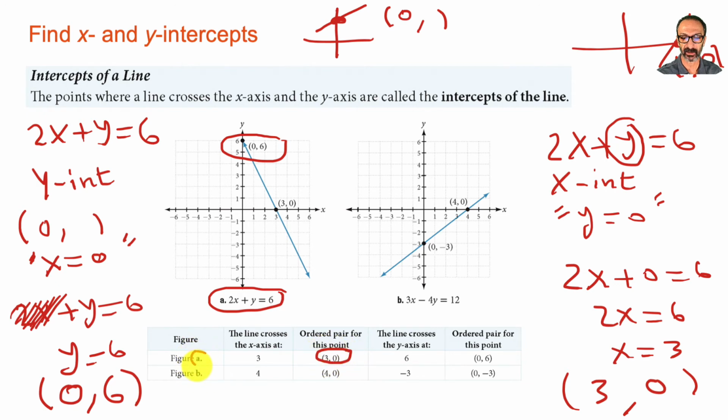We are on part A, figure number A. 3 for x and 0 for y. Okay? And the other point that we found earlier, it's right here. And the same way you could practice and look at the second one. The equation is given to you as 3x minus 4y equals 12. And notice that they give you numbers that work evenly and nicely with the x and y intercept concept.